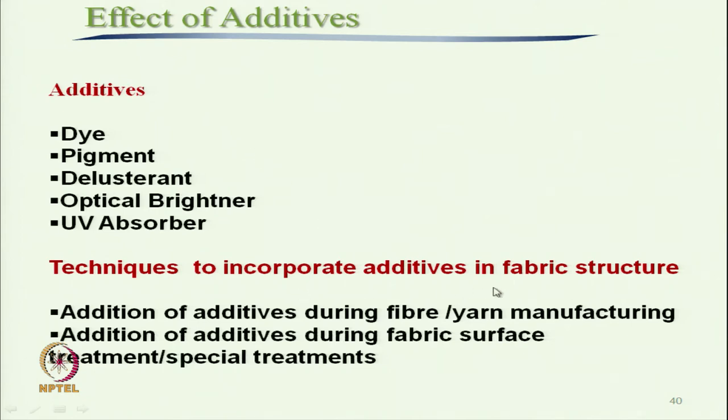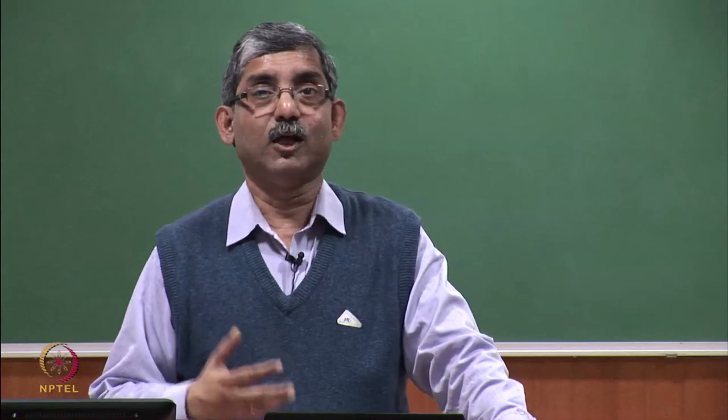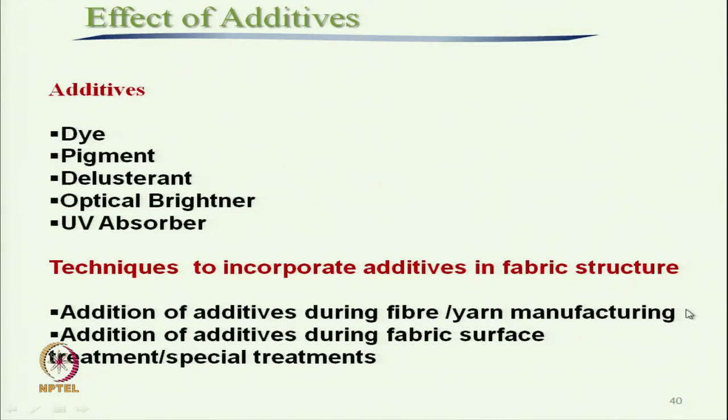The techniques to incorporate additives in fabric structures are addition of additives during fiber and yarn manufacturing. We can incorporate pigment or delustrant during fiber manufacturing to get an inherently UV protective fiber, or else we can apply them during yarn manufacturing, and also during the wet processing of fabrics, we can use these additives on the fabric structure.